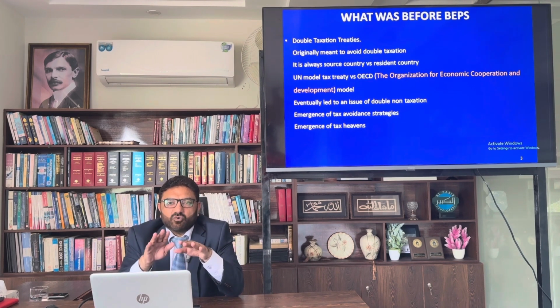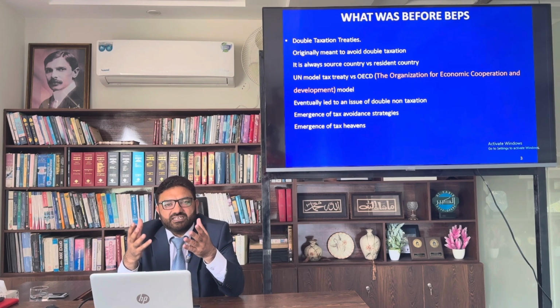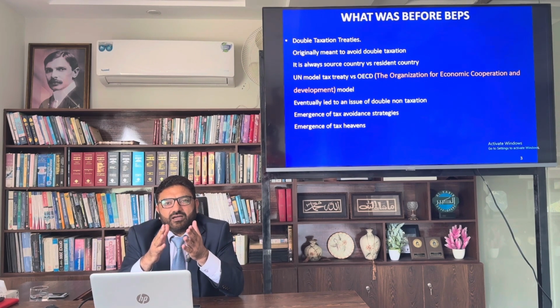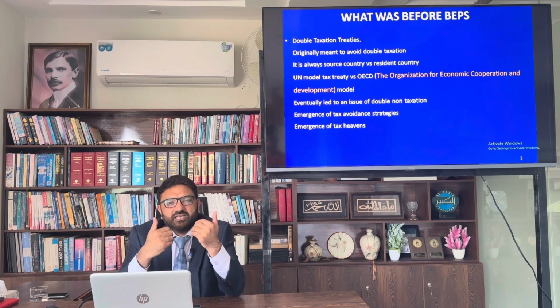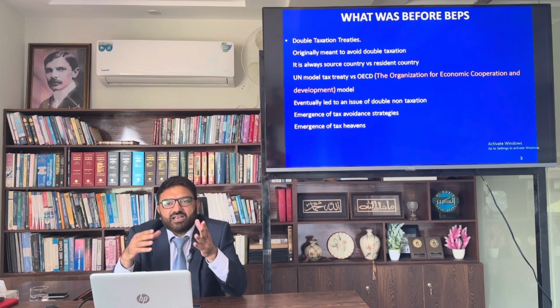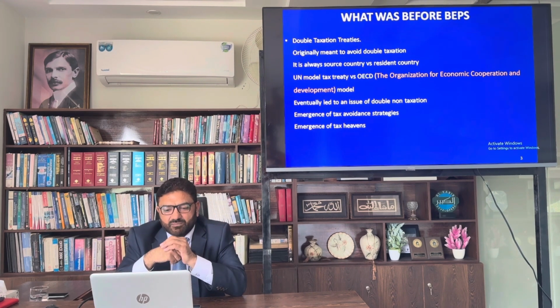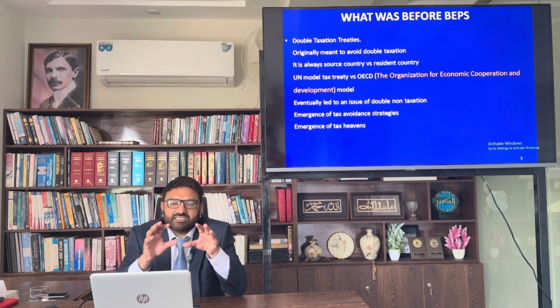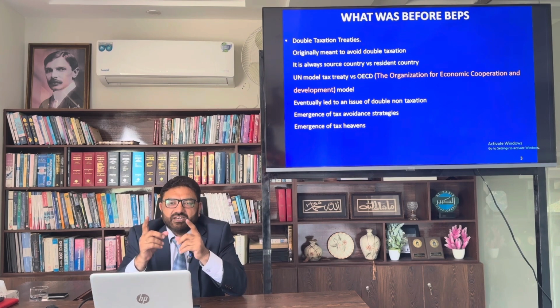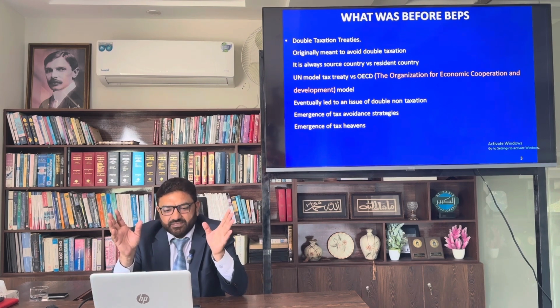To avoid double taxation, there are different treaties between different countries, under which if a taxpayer pays tax in one country, tax will not be levied on him in the other country. Before BEPS there were double taxation treaties, originally meant to avoid double taxation. The purpose was that the person earning the income pays tax only once.